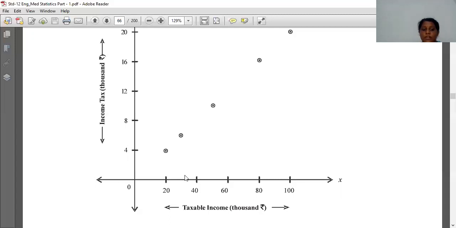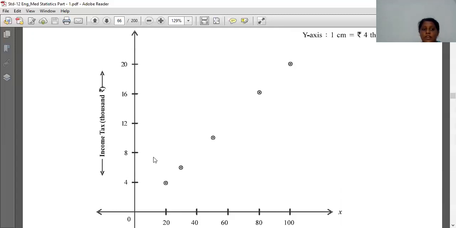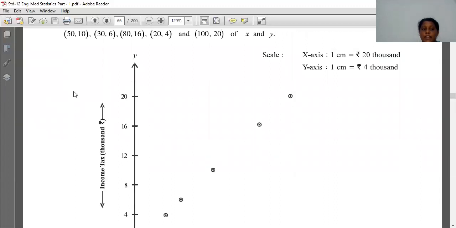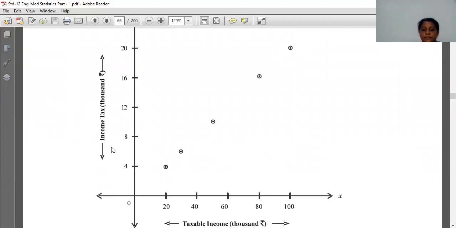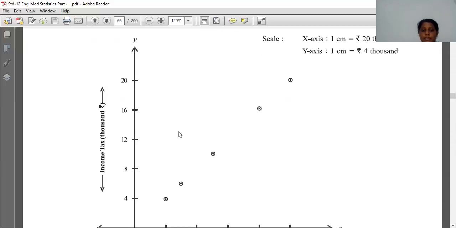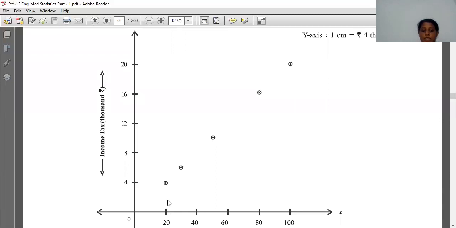Okay. Now you have to plot the points. The first one, what was the first number? 50 and 10. So on the x-axis 50, and on the y-axis 10. See, 50 and 10. It's not necessary that we have to start from here only. 50 comes somewhat here, right? In the graph paper, you will get proper numbers, and you can plot the points properly. Second is 30 and 6. See, 30 here, 30 and 6, right? Like this.